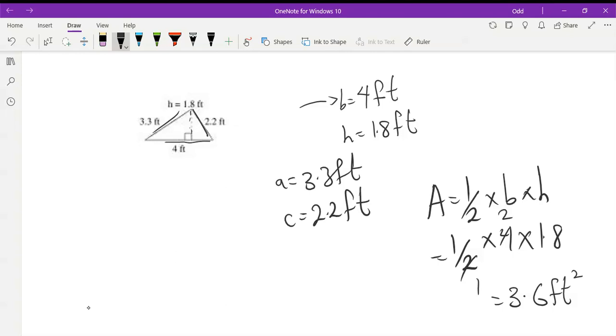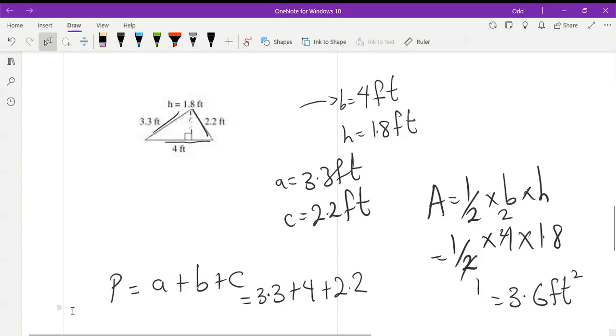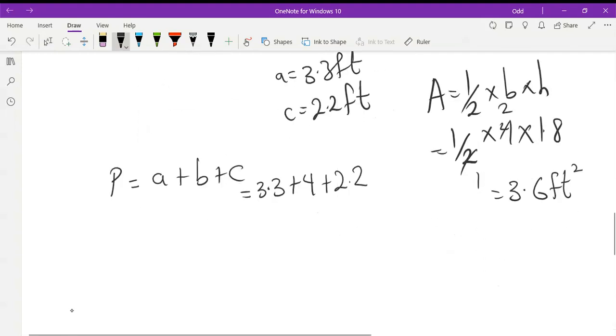All right, and then the perimeter, we just add all the sides together. So that will be A plus B plus C. So that will be 3.3 plus 4 plus 2.2. Okay, so 3.3 plus 4 plus 2.2 will give us 9.5. So the perimeter of this triangle will be 9.5 feet.